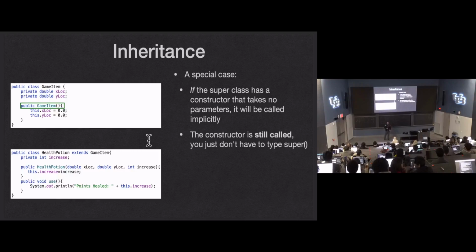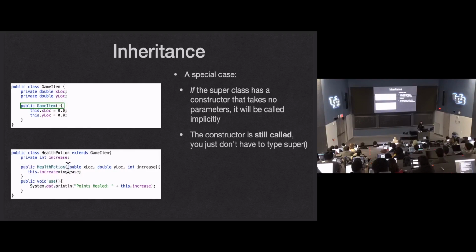But that line of code is effectively still there. It's just automatically called by Java. So this HealthPotion constructor still calls the GameItem constructor, but we don't have to type it explicitly if the constructor takes no parameters. But if the constructor does take any parameters at all, you have to call the superclass constructor explicitly, because Java's not going to automatically guess what arguments you want to pass to those parameters. So we do have to call it explicitly if there are parameters in the constructor.